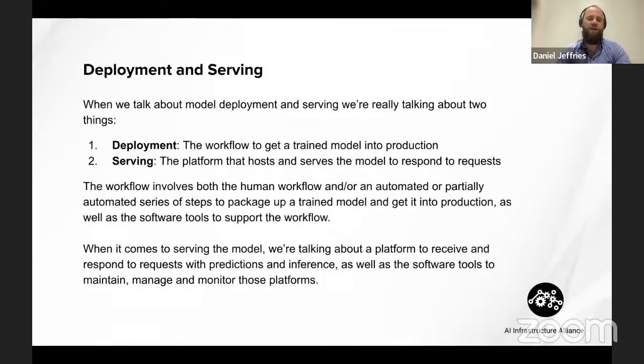When it comes to serving the model, we're talking about a platform to receive and respond to those requests and predictions, right? And the software tools to maintain, manage, and monitor those platforms. And those are very different things. Again, those fold back into traditional IT infrastructure, the same way you have maybe a distributed web infrastructure, and you're keeping your databases, web servers, and caching engines all running smoothly. It's the same kind of thing you're dealing with when you're dealing with model predictions and APIs and making sure the inference is happening in a set amount of time.